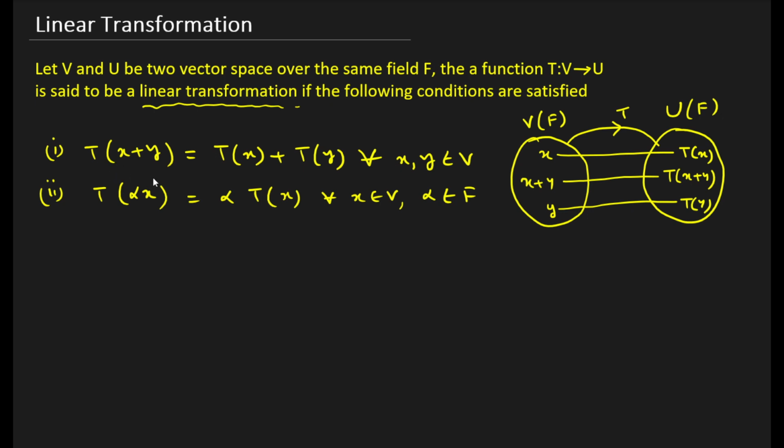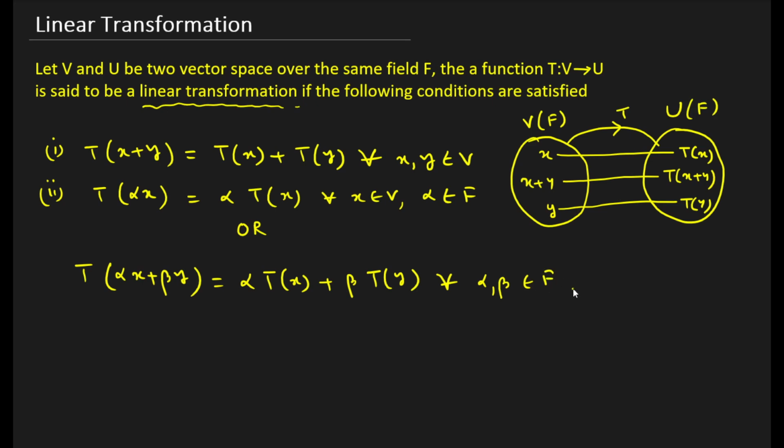So if T satisfies these two conditions, then you say that T is a linear transformation. Okay. Suppose मान लीजिए दो condition हमें नहीं लिखना है, हमें सिर्फ एक ही condition में लिखना है. So we can write only one condition. The condition looks like this: T of alpha x plus beta y is equal to what? Alpha into T of x plus beta into T of y, for all alpha, beta belongs to F and x, y belongs to V. So this is another condition.